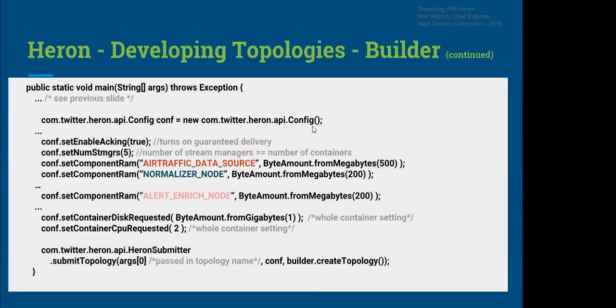The next thing you have to know is actually defining what resources your bolts and spouts take up, and your containers as a whole. This is changing. I wouldn't say significantly changing. The concept's the same, but Heron is now adding a whole boatload more of these types of settings to let you have more fine-grained control.